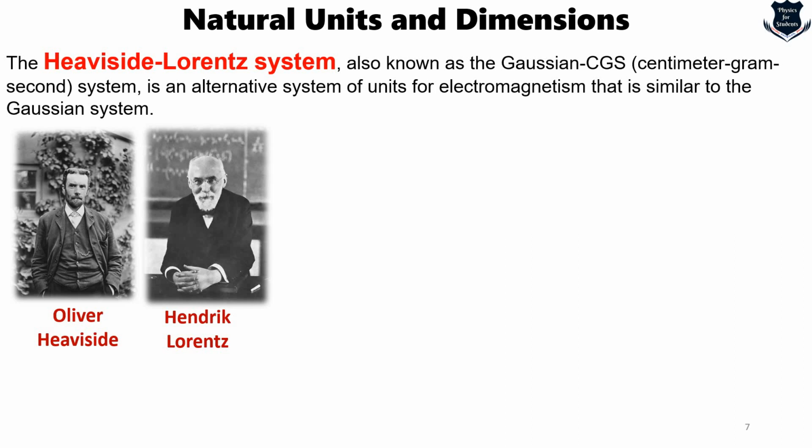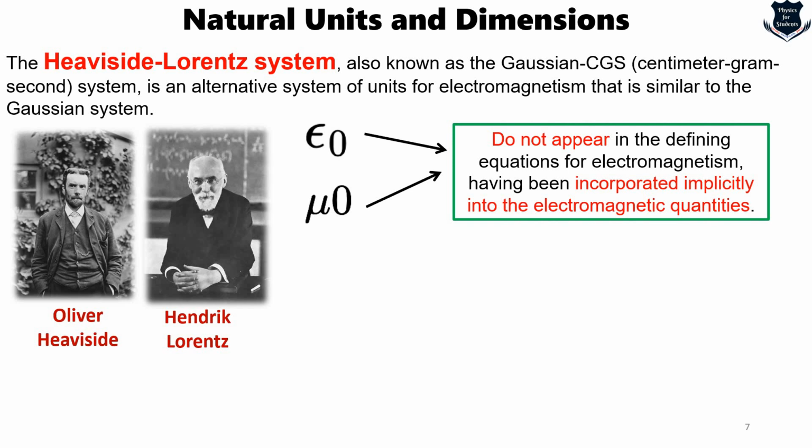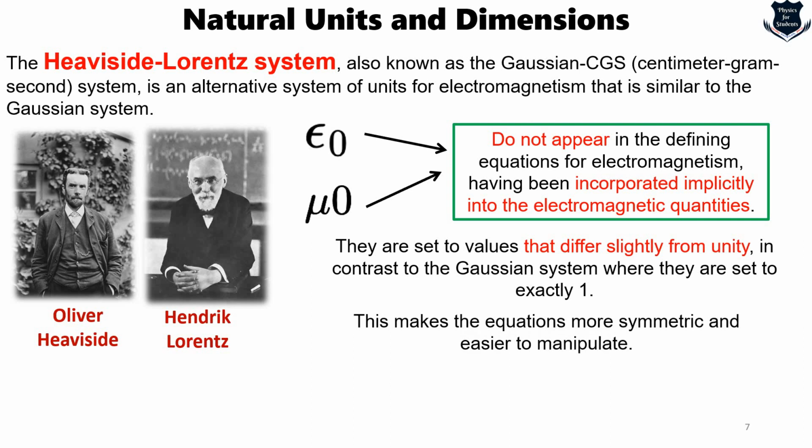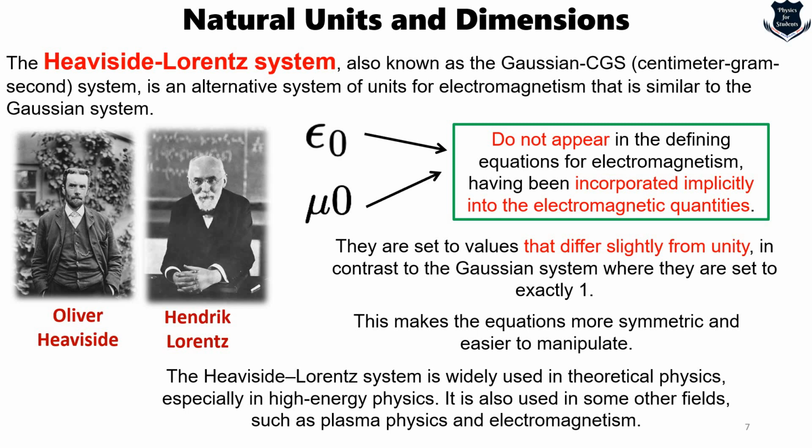Anyway, in the Heaviside-Lorentz system, the fundamental electromagnetic constants, such as the permittivity of free space and permeability of free space, are set to values that differ slightly from unity, in contrast to the Gaussian system where they were exactly set to 1. They do not appear in the defining equations of electromagnetism, having been incorporated implicitly into the system. So this system aims to strike a balance between the simplicity of the Gaussian system and the practicality of the international system. The Heaviside-Lorentz system is widely used in theoretical physics, especially in high energy physics, and it is used in areas like plasma physics and electromagnetism.